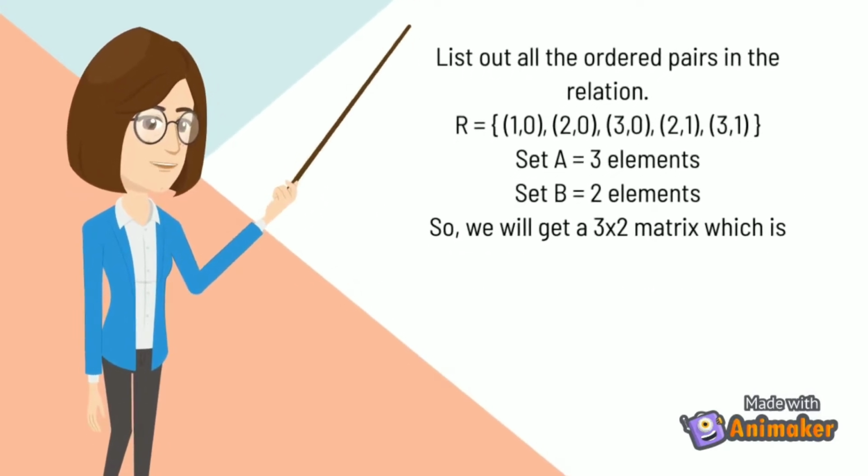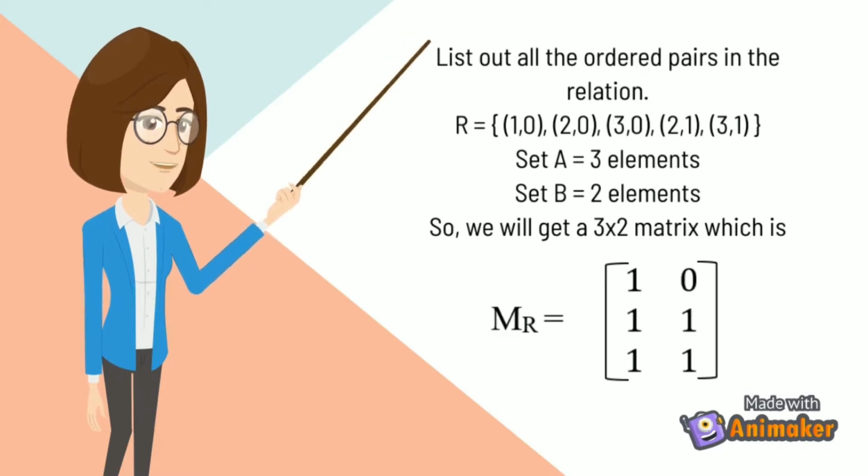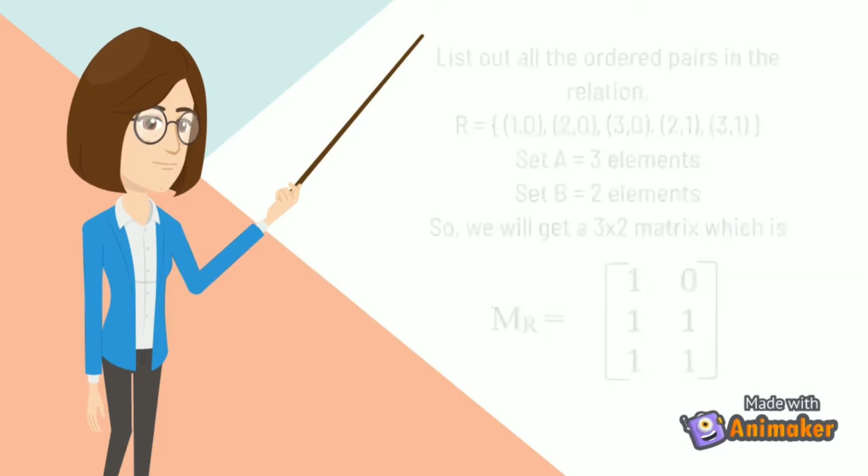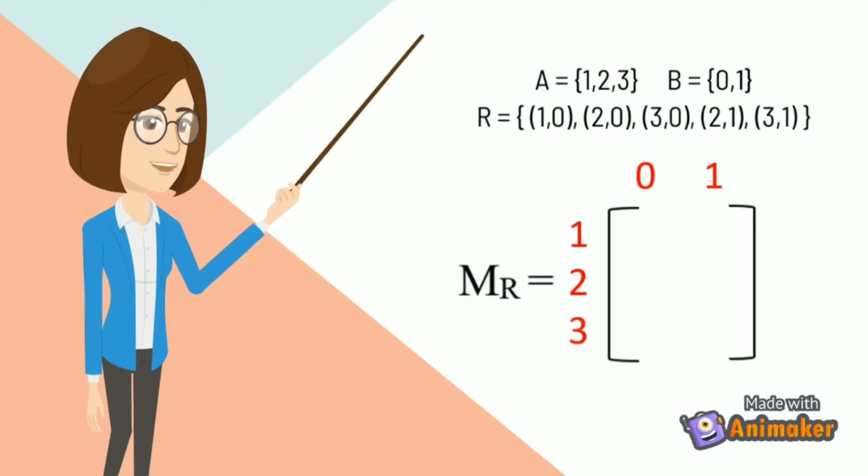First off, list out all the ordered pairs in the relation. From the question earlier, we can see that A has 3 elements, and B has 2 elements. From this information, we will get a 3x2 matrix, which is like this. So, how do we get this matrix based on the relation? Let me show you a simple way to answer this question. From earlier, we know that we will get a 3x2 matrix.